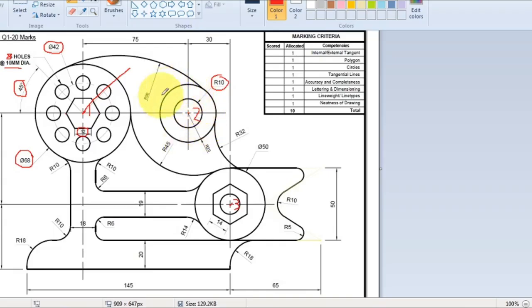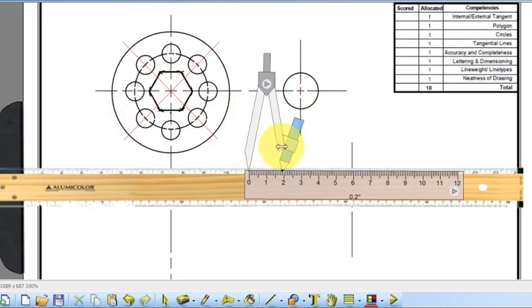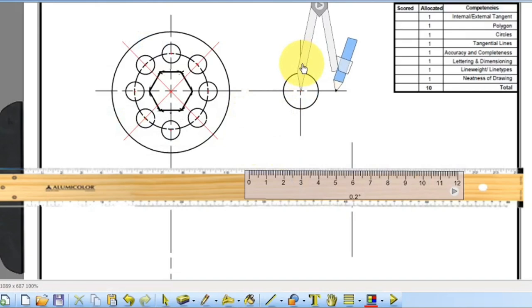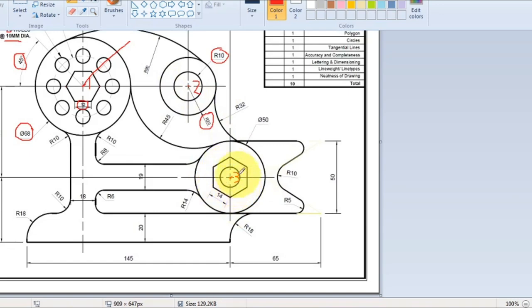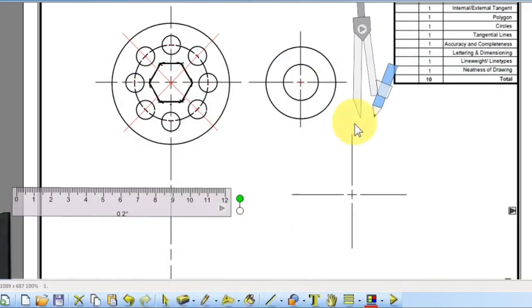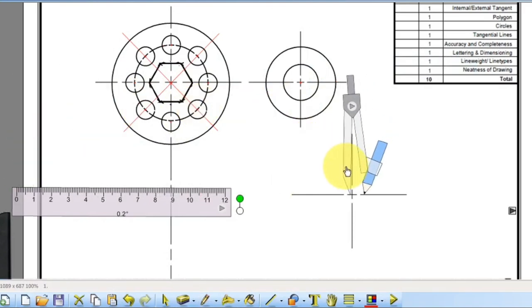And then next is this circle here, which is radius 20. Okay, so just look at the arrow, where is it pointing? So this one is radius 20, so we are going to draw here radius 20. Alright, radius 20, finish. Now we have center number 3 here. So we have this small circle, radius 8. So we will draw a circle of radius 8.